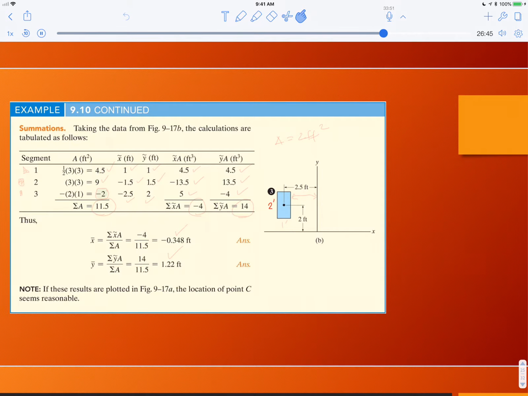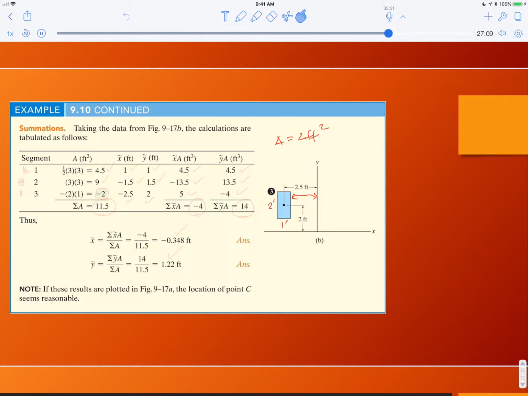Then we have the rectangle we need to subtract out. It's 2 feet by 1 foot, and it has an area of 2 feet squared. And the centroid of that is shown here. It's 2.5 feet over, because it's 2 feet to this edge here, and another half a foot to the center, and it's 2 feet from the bottom.